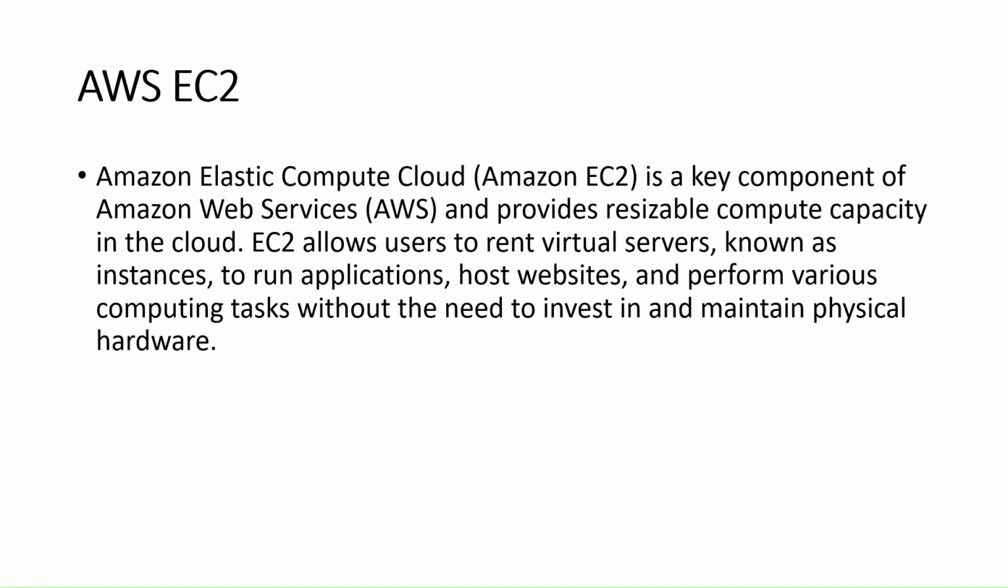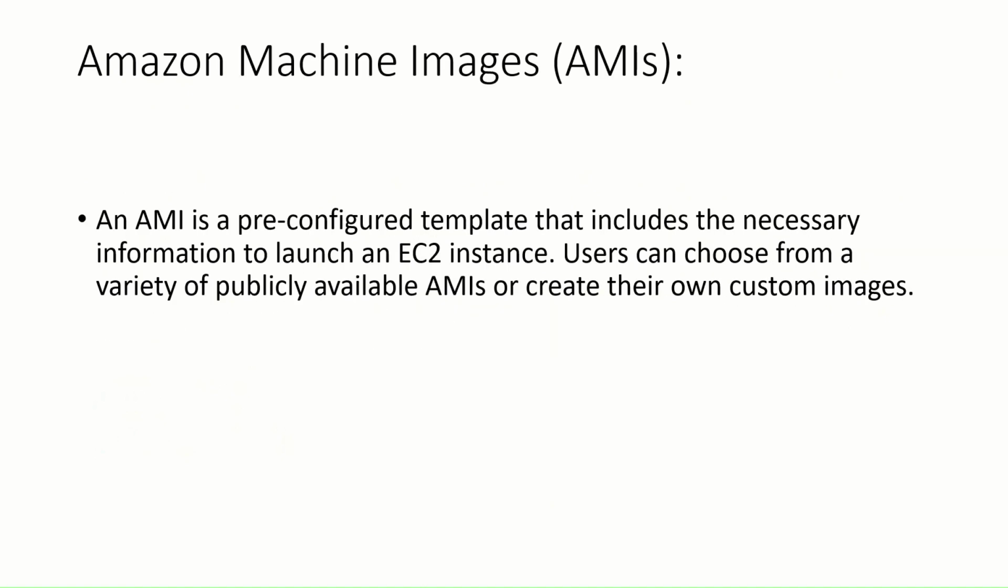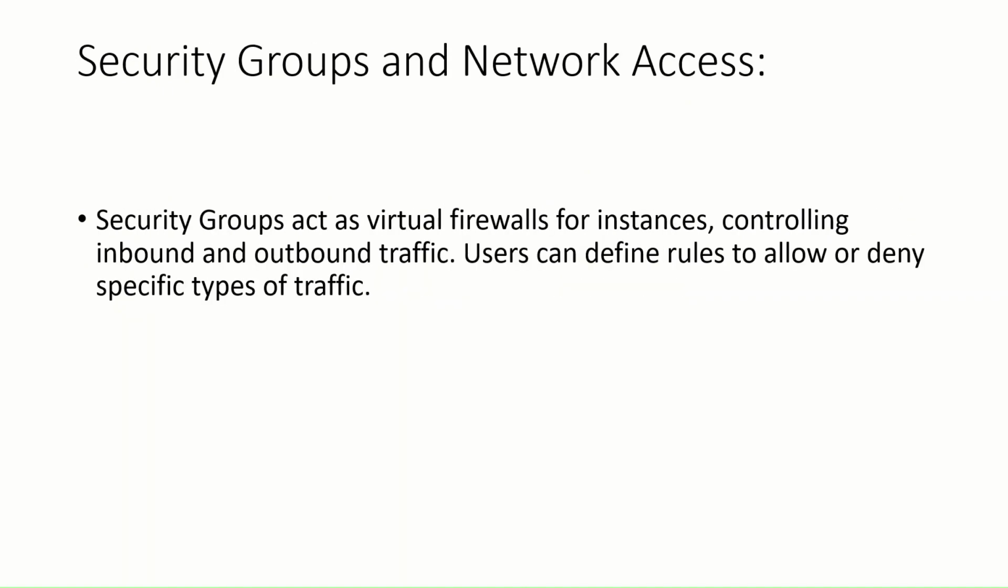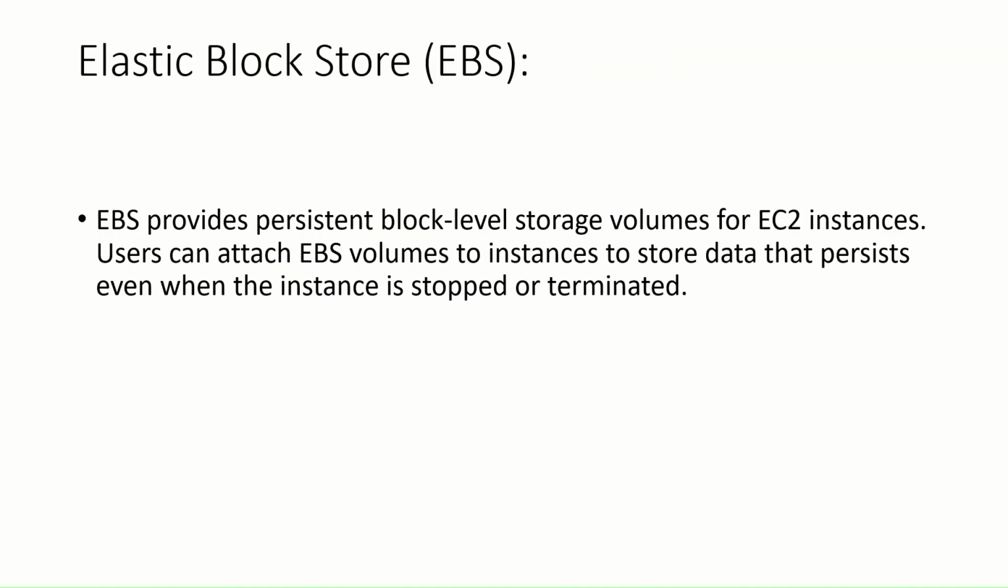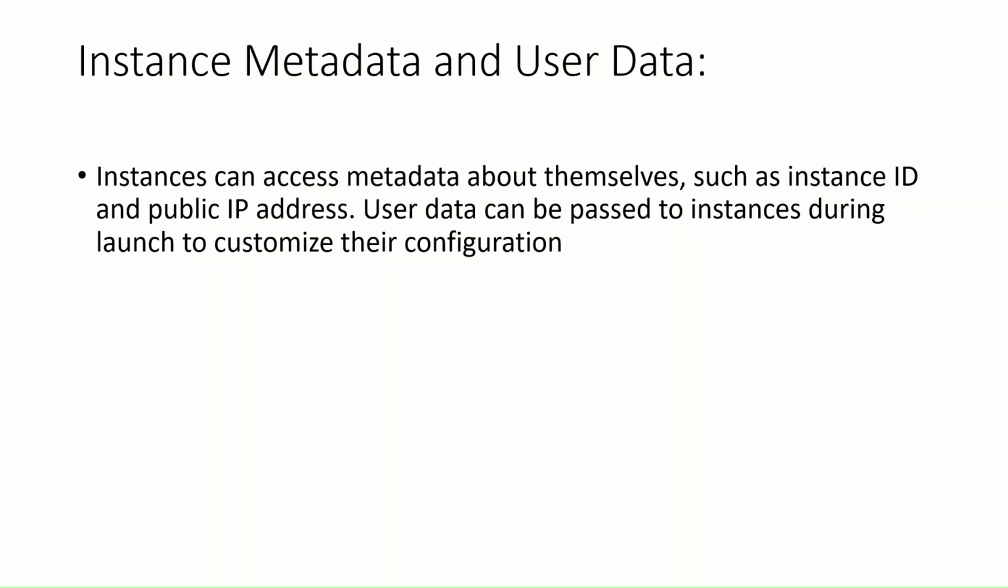So first of all, we have discussed EC2, and then what instances are, what instance types are, Amazon Machine Images (AMIs), what elastic load balancing is, what auto scaling is, what security groups and network access are, what key pairs are, what Elastic Block Store is, what the instance life cycle is, what regions and availability zones are, and what instance metadata and user data are. So keep these terms in mind. I will show you where you can find those things and details about them when we create the EC2 instance. So these are the terms that we have discussed.